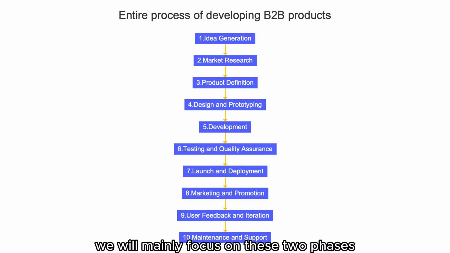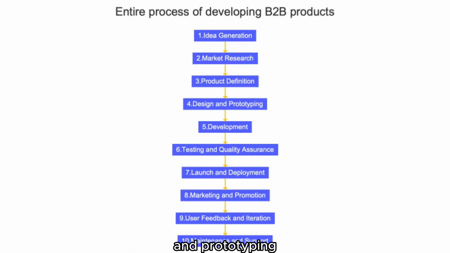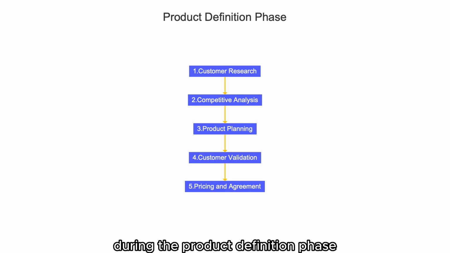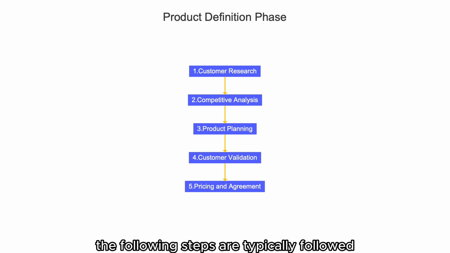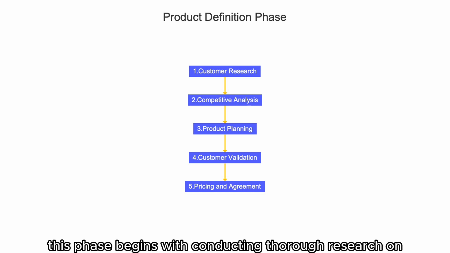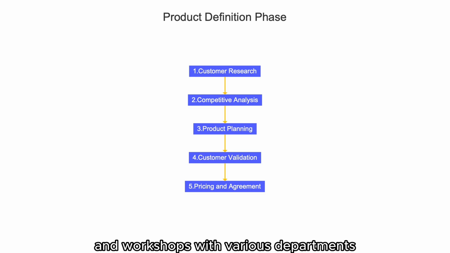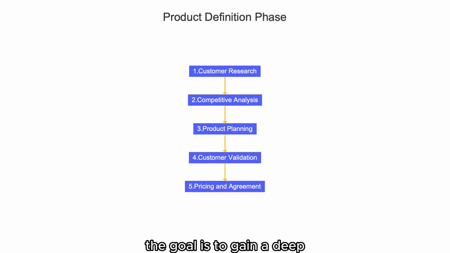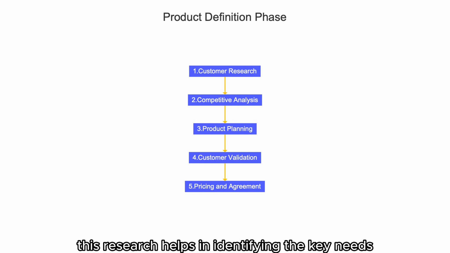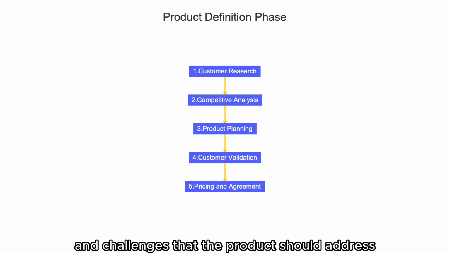We will mainly focus on these two phases: product definition and design and prototyping. During the product definition phase, the following steps are typically followed. Customer research. This phase begins with conducting thorough research on the customer's company, including interviews and workshops with various departments. The goal is to gain a deep understanding of their business processes, workflows, pain points, and specific requirements. This research helps in identifying the key needs and challenges that the product should address.